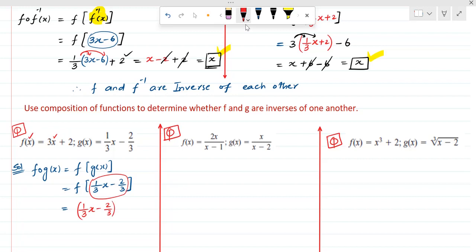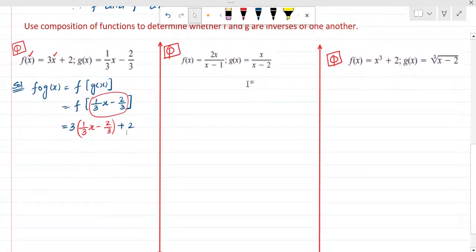So this is x, and the function you have is 3x plus 2. How will you simplify this one? By multiplying inside, the 3 gets cancelled. You will get x, and minus 2 plus 2 cancel, so you will have x. This is the result of one composition.